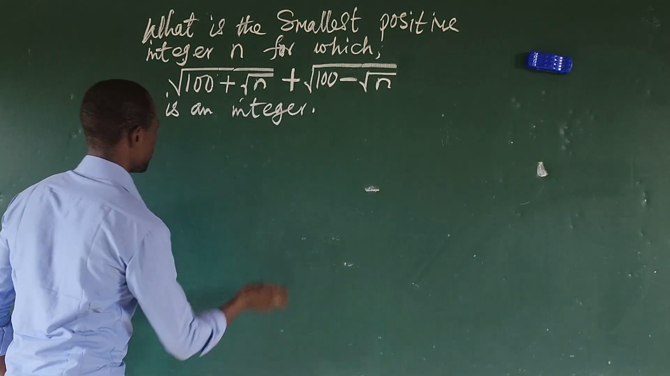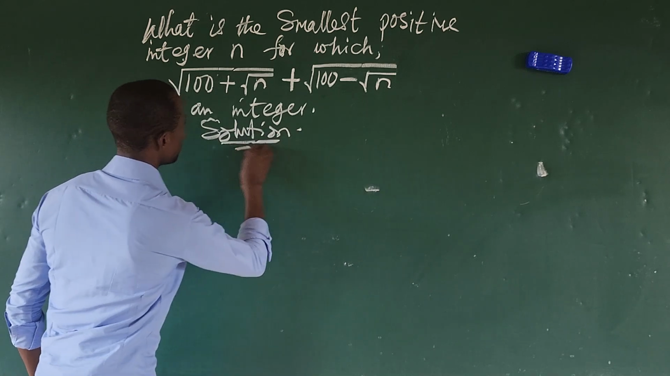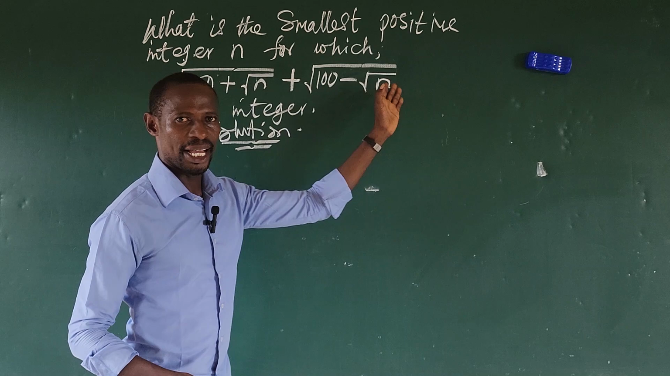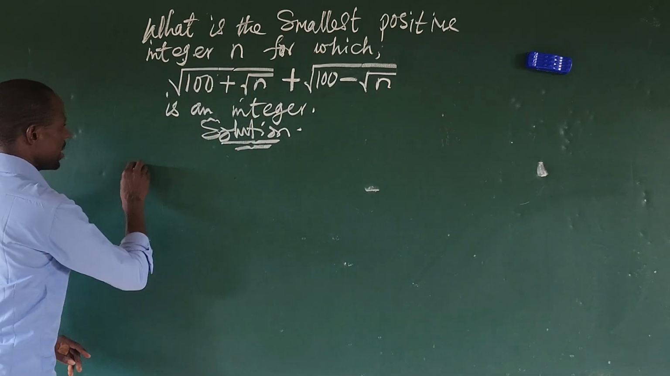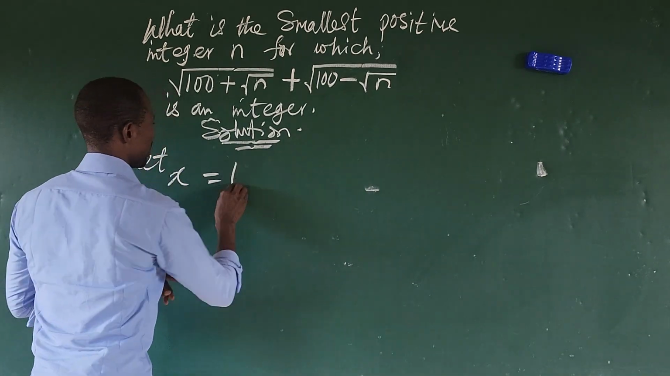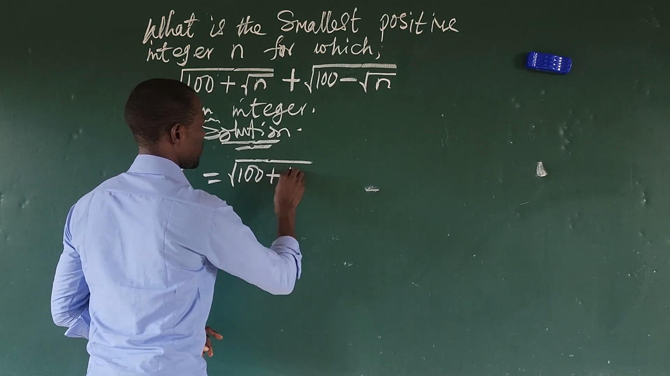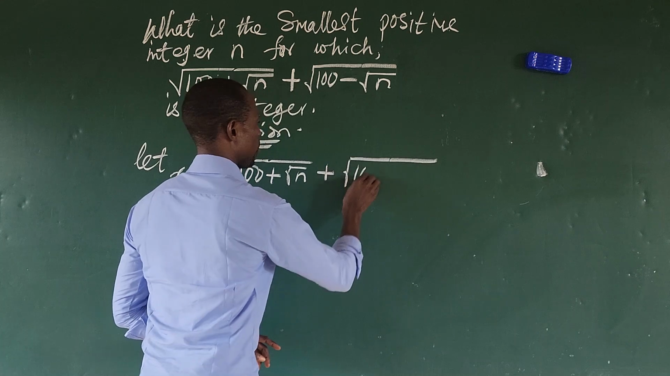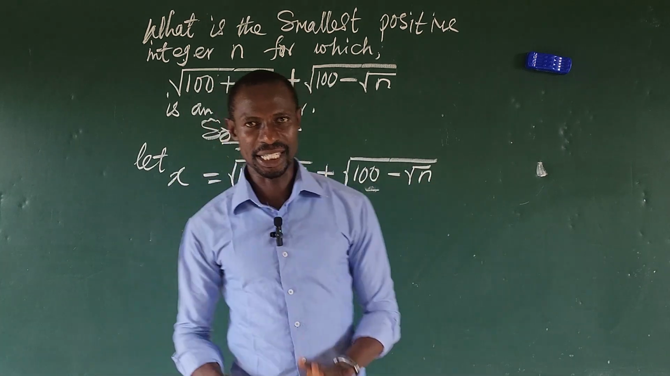Okay, so the first thing we do here is to take our solution to this challenge. The first thing we're going to do is just to equate everything here to an alphabet. So let's take x. Let x be equal to the square root of 100 plus the square root of n, plus the square root of 100 minus the square root of n. This is simple, right?